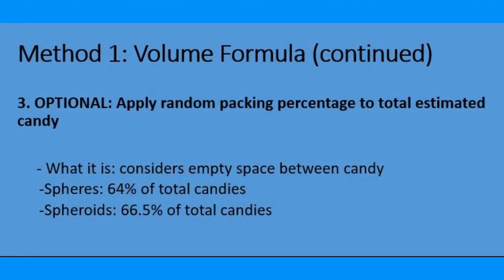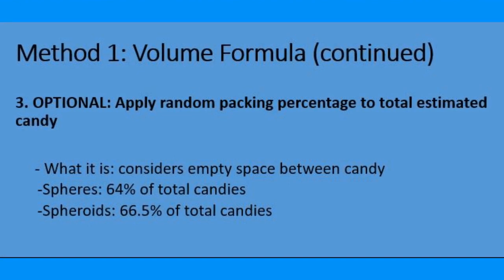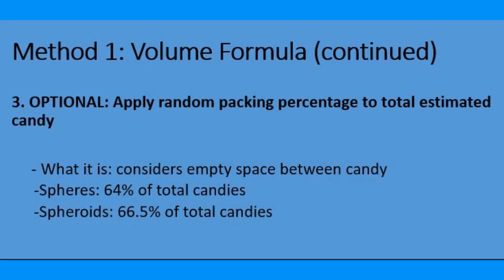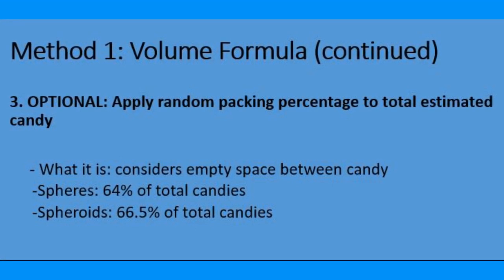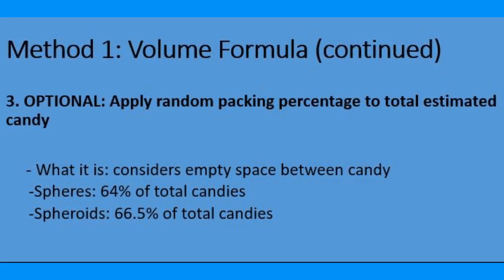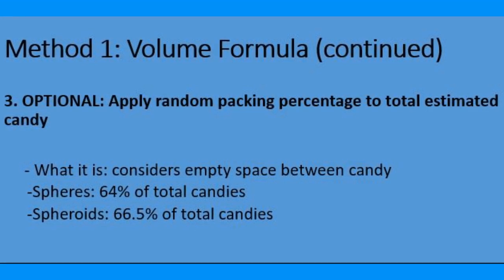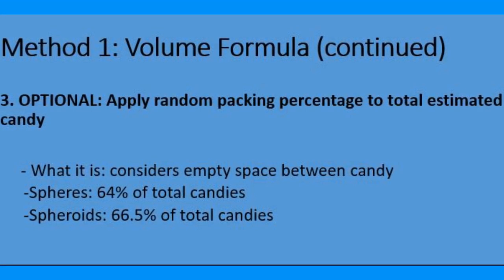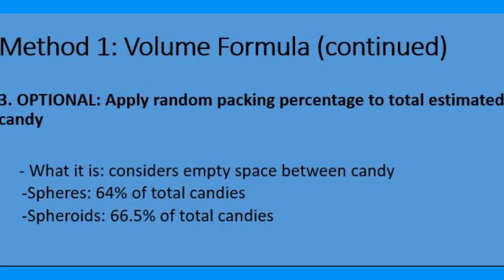One optional step to this method is applying the random packing error to the estimated amount of candy. This approach takes into consideration the amount of empty space between each candy based on the candy's general shape. For spheres, the random packing is 64%, and for spheroids, it is 66.5%.